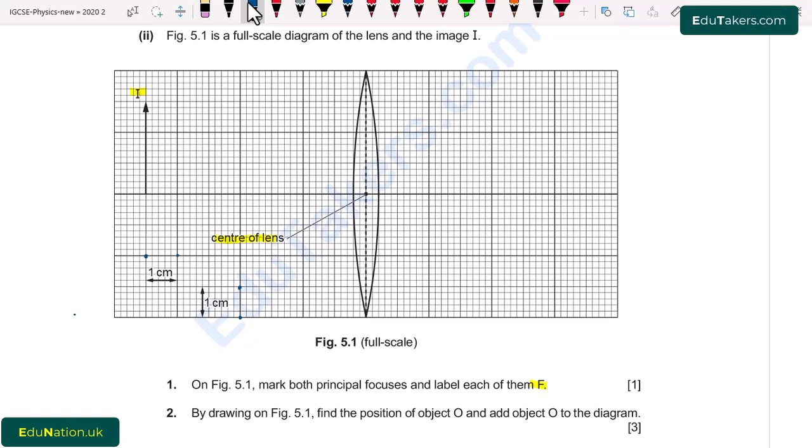So if I count 5 cm from this point, which is the center of the lens, 1 cm comes at this point, it is 1 cm, 2 cm, it is 3 cm, it is 4 cm, and it is 5 cm. So the distance between the center of the lens and the principal focus is 5 cm. Therefore I label it with F. On the left side I do the same. First I am marking 1 cm, it is 2 cm, 3 cm, 4 cm, and it is 5 cm. So it is the point F.